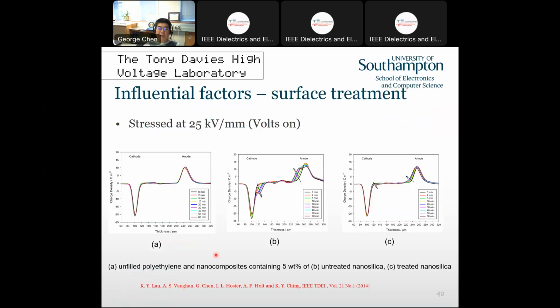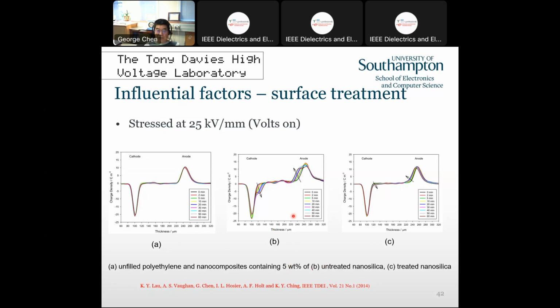So here we have tested the sample at 25 kV with 3 different samples. This one is unfilled polyethylene, and this is a nanocomposite filled with 5%, but untreated. And this one is treated, so you can clearly see the treatment makes a huge difference, right? And so that's about treatment.